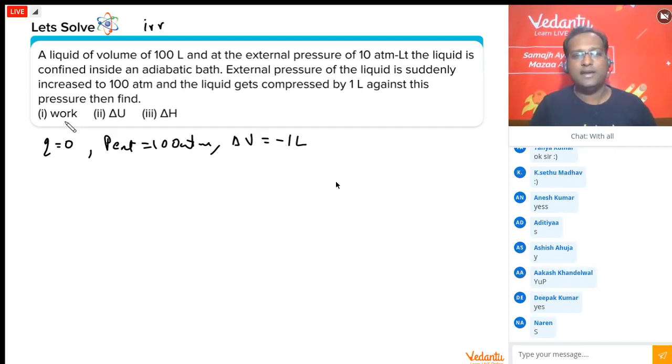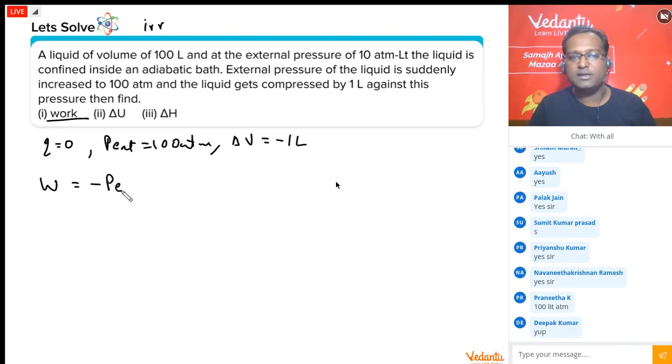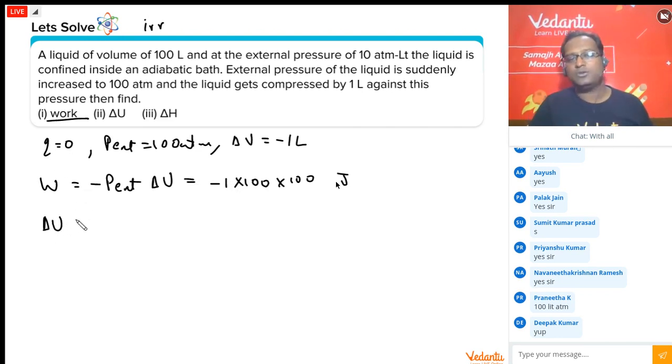Now he says find the work done. Work done will be minus P external into delta V. But we don't leave the answer in atmosphere liter, we convert it into joules. Then next is delta U. Q is zero, so delta U will be equal to W, because Q is zero, adiabatic process. So that is also solved.